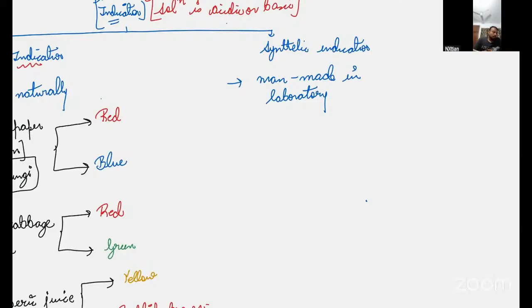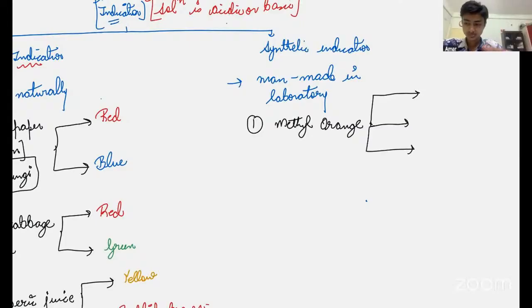Okay. Now we'll come to the synthetic indicator. Synthetic indicators are not found naturally, but they are man-made. One of the synthetic indicators is methyl orange. Methyl orange, the normal neutral color is basically orange in color.